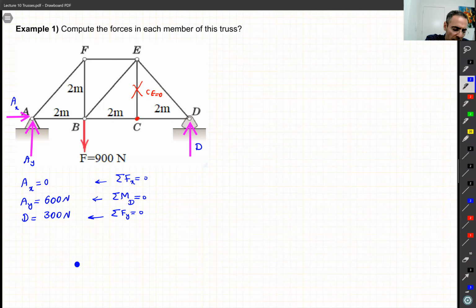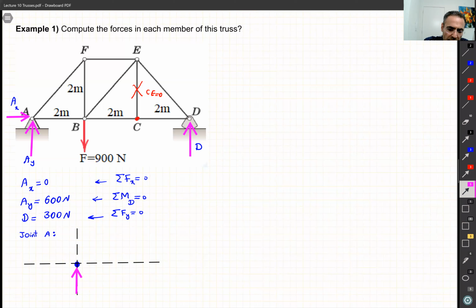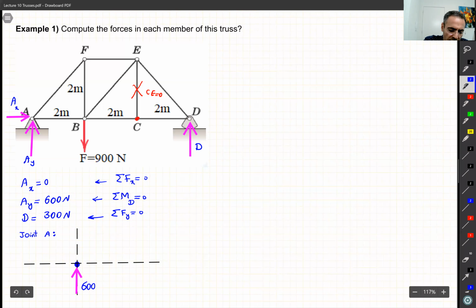So I start with joint A. Okay. So for each joint, we carefully draw the forces. So let's say this is X and this is Y. So first, if we have external load, which we do, we have this guy AY here, which we just found. This AY, how much? 600. So this is 600 Newton.